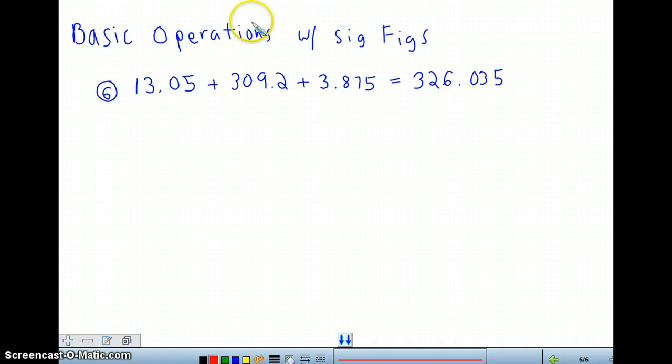The first thing we have to do when we add or subtract is, number 1, identify the rightmost sig fig in every number. So using the rules from the prior lesson of what counts as sig figs, this 5 is the rightmost one in the first number. This 2 is the rightmost sig fig in the second number, and this 5 is the rightmost sig fig in the third number.